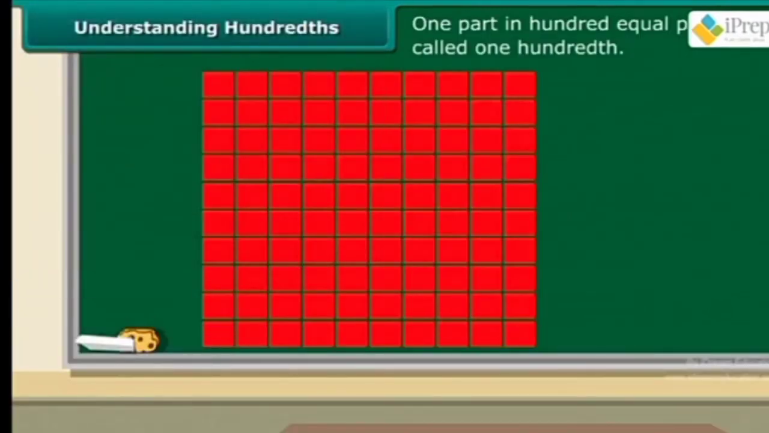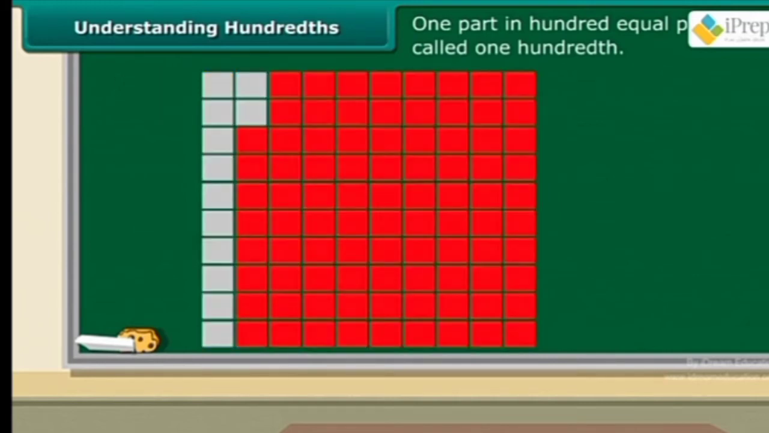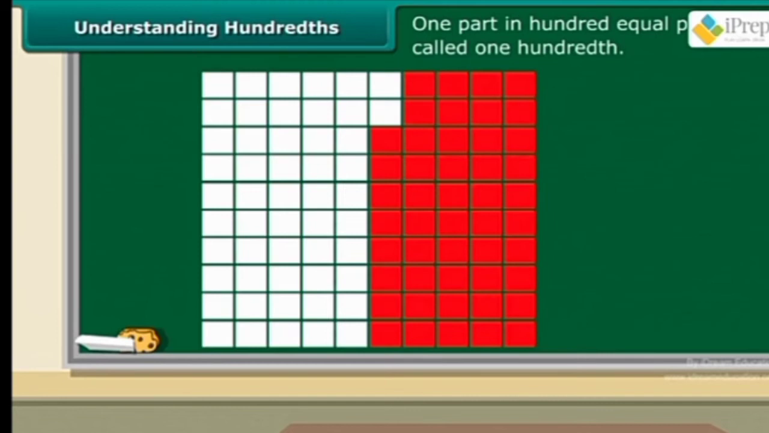A square divided into 100 equal parts is called a hundred square. Each small square is called 1/100th of the whole square. In decimal notation, we read it as 0.01. 12 shaded squares will make 12 hundredths or 0.12. 33 shaded squares will make 33 hundredths or 0.33. 52 shaded squares will make 52 hundredths or 0.52.